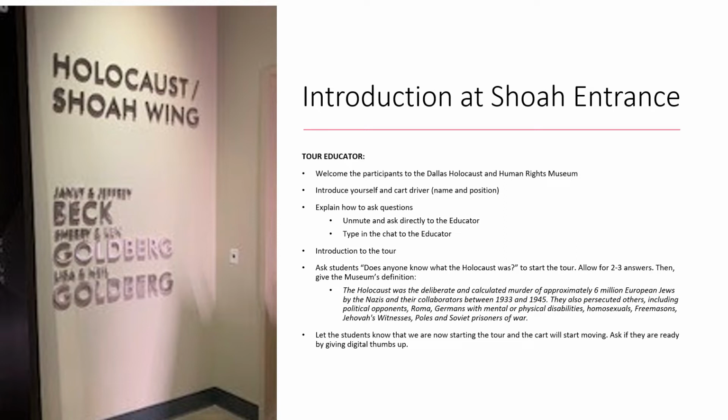So explain to students how they can ask questions either by unmuting or typing in the chat, and then introduce the tour. Explain we are in the Holocaust Shoah Wing. Today we're going to learn a little bit about the Holocaust. At this point, you might want to give the introduction or definition of upstanders, but here you're of course going to want to introduce the term Holocaust, again, assuming that students don't know anything.